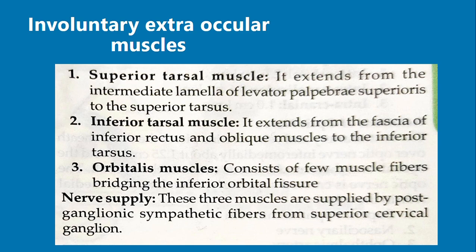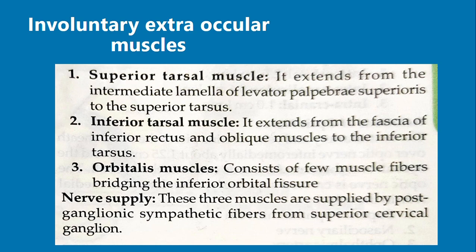The inferior tarsal muscle extends from the fascia of inferior rectus and oblique muscle to the inferior tarsal plate. The superior tarsal muscle can be seen on the upper eyelid, the inferior tarsal muscle can be seen at the lower eyelid. Orbitalis is a collection of a few muscle fibers bridging the inferior orbital fissure. It can be seen over the inferior orbital fissure.